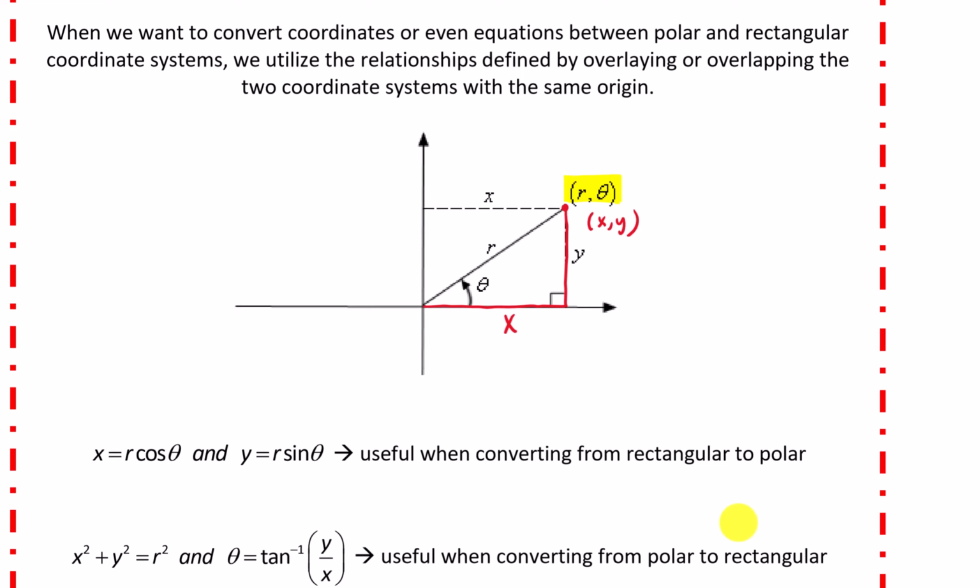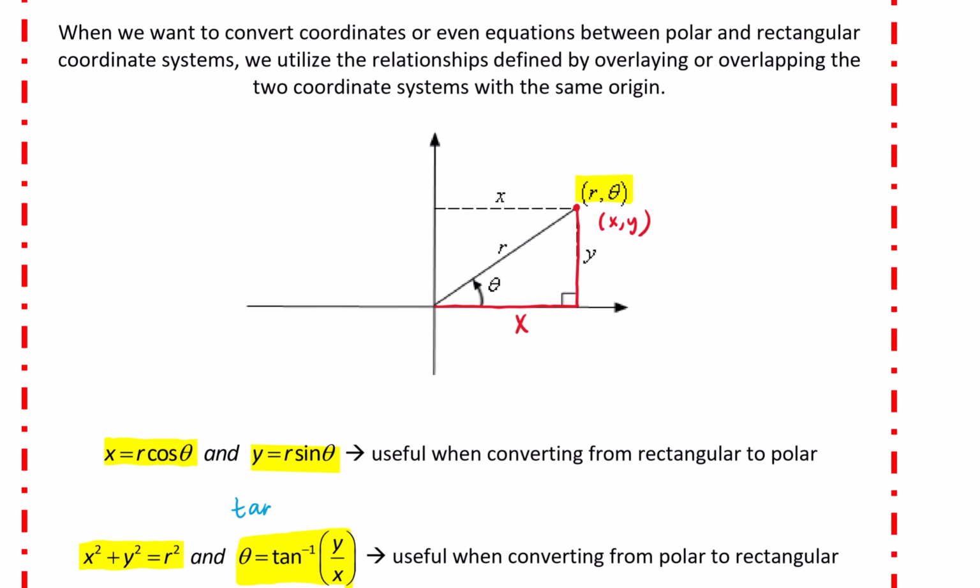So the connections that we get are that x is equal to r cosine of theta and y is equal to r sine of theta. That comes out of the right triangle trig there. And then of course the Pythagorean theorem gives us that x squared plus y squared equals r squared. And again, with right triangle trig, theta is equal to the inverse tangent of y over x. Now, we could also write that as the tangent of theta equals y over x, depending on what we're doing with it. So we could write that in its inverse trig form or in its just trig ratio form.